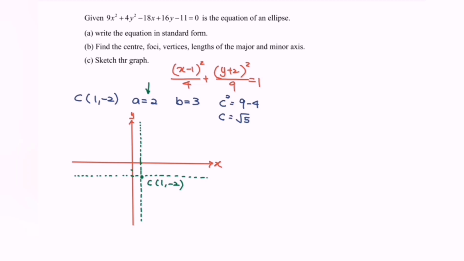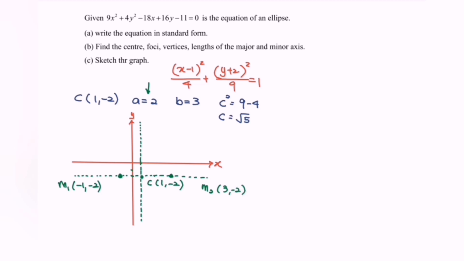By referring to the value a, we have the value for the x-axis. What we have to do is move from the center to the left for 2 units and then move towards the right for 2 units. So we will have the minor vertices, which we name as (−1, −2). Next, move forward 2 units towards the right, and here will be the other minor vertex, where we have (3, −2).